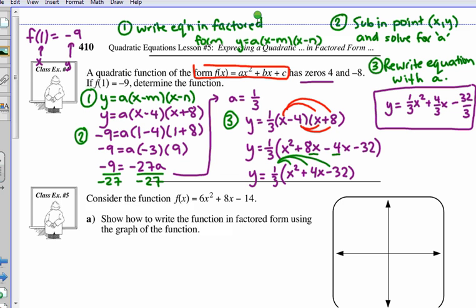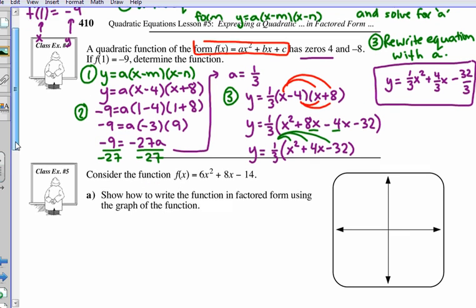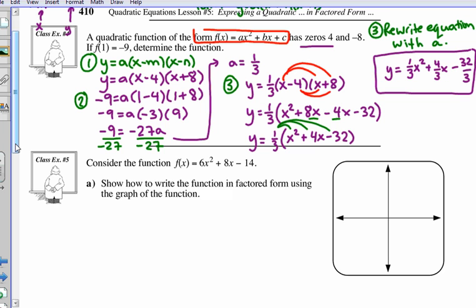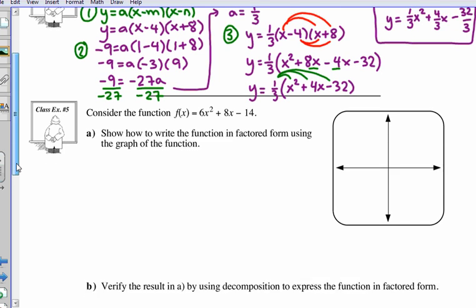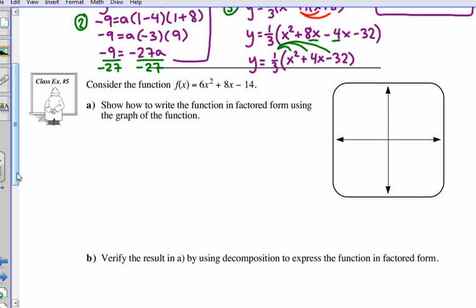Okay, so those are the 3 steps. So that would be a really good written response question. So one more question and then you're all done. Consider the function 6x squared plus 8x minus 14. Show how to write the function in factored form using the graph of the function.